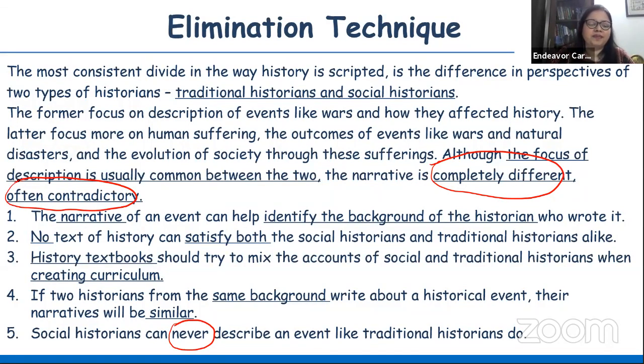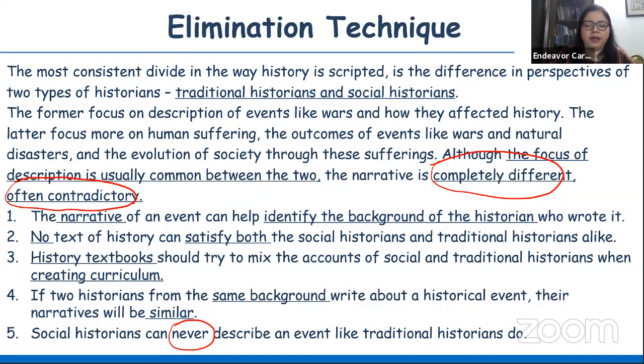And what is the inference? A social historian can never describe an event like a traditional historian does, and vice versa. A traditional historian can never describe an event like a social historian. This going by the data given. Since the data given is this, I can very well infer this, right? We've eliminated everything. Now, what has been the basis for our elimination of everything?